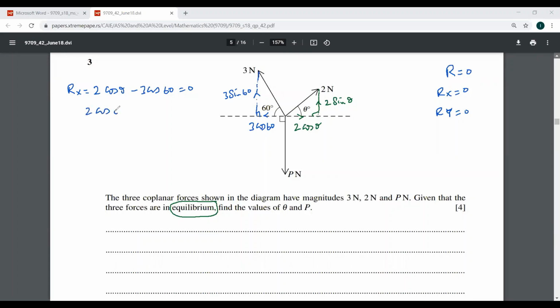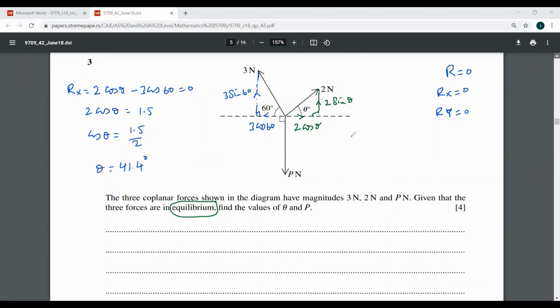2 cos theta is going to be equal to 3 cos 60, which is 3 by 2. So this is 1.5 here. So your cos theta is 1.5 over 2. And please tell me what theta is. 41.4 degrees.